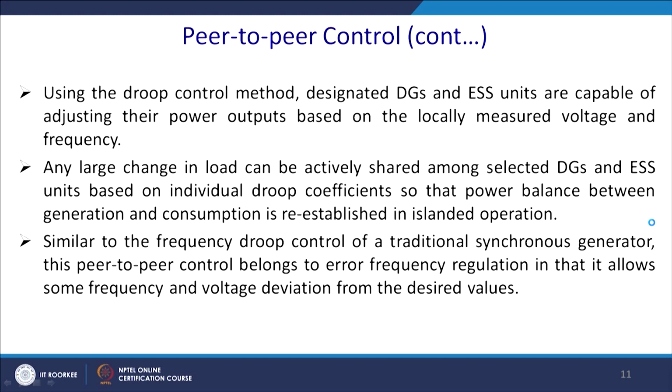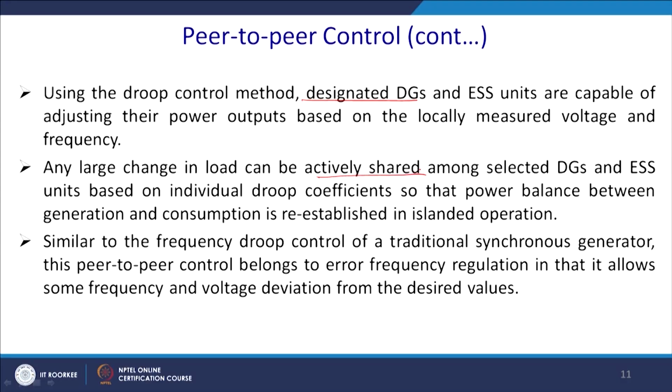So, it uses a very simple technique, that is the droop control method. Using the droop control method, designated DGs and ESS are capable of adjusting their power output based on the locally measured voltage and frequency. So, we need not have a centralized control over the whole microgrid. Individual portions of the microgrid can have a different voltage and frequency. That flexibility it can have.